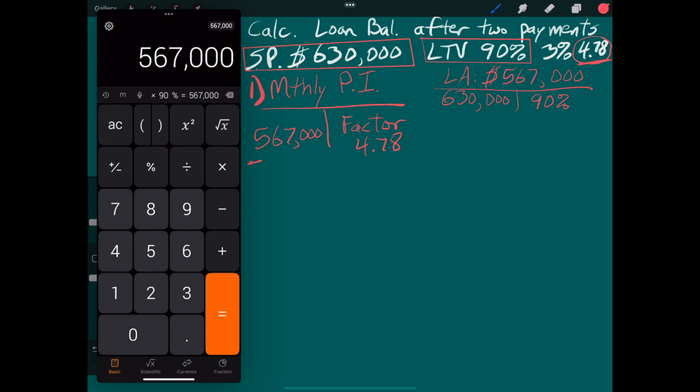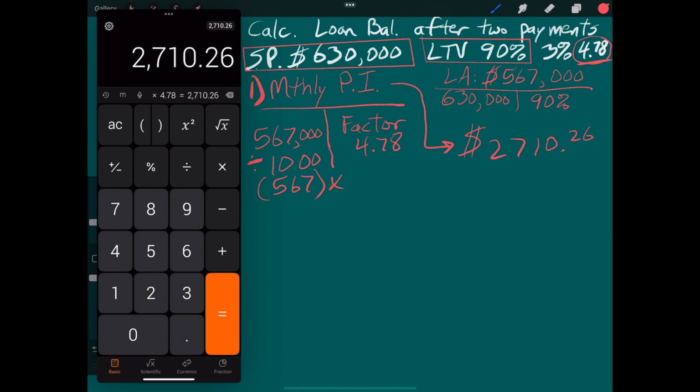There's one more step when you're calculating the monthly principal and interest when you're dealing with a loan factor, and that is to make sure you divide that loan amount by 1,000. So let's take this 567 on the calculator, divide it by 1,000, that gives us 567. We're going to multiply that by this factor of 4.78. And that tells us that the monthly principal and interest is $2,710.26. That's our monthly P&I. Next step.